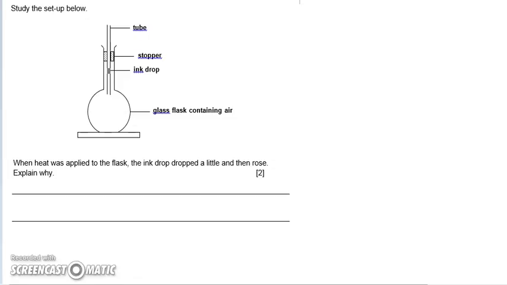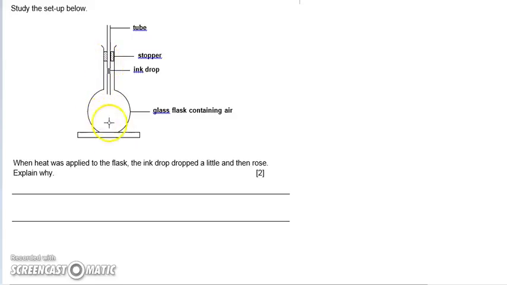Okay, so again, this is quite a common question. You have a glass flask containing air, or any kind of container containing air, and then you have a tube with an ink drop, or sometimes they put colored water. The reason why ink or colored water is used is so that the level or the drop of water can be seen easily. Then we have a stopper.